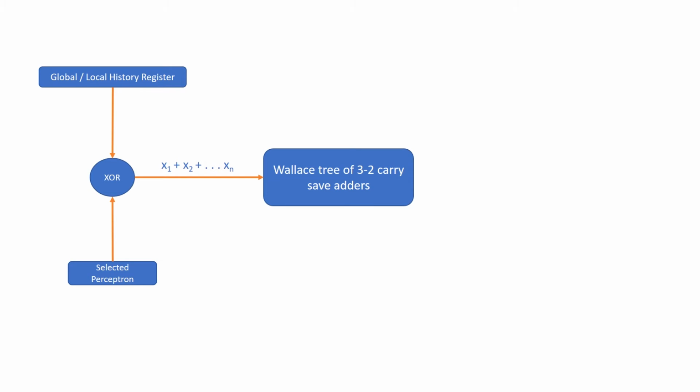So, in computing the perceptron at circuit level, the perceptron output circuit accepts input signals from the weights array, and these weights are bitwise exclusive-ORed with the corresponding bits of the history register. Basically, since the inputs are 1s and minus 1s, we do not multiply, we need to just add and subtract the respective weights. And this addition is done using a Wallace tree of 3-to-2 carry-save adders. What a Wallace tree of carry-save adders does is reduce the problem of finding the sum of n numbers to the problem of finding the sum of two numbers. And the final sum of two numbers is carried out with a carry look-ahead adder.